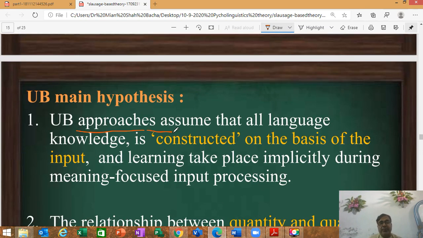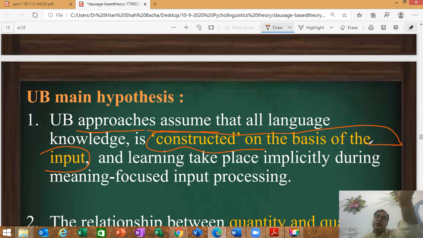UB approaches assume that all language knowledge is constructed on the basis of input. So the usage-based hypothesis stresses this: stress is placed on input. Input is given and then output is there, and learning takes place implicitly during meaning-focused input processing.